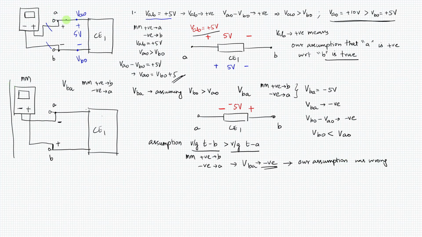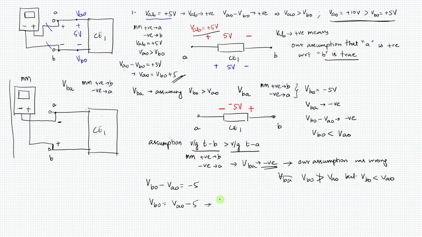For this case, our assumption was correct. For this case, our assumption was wrong. That is, VB0 is not greater than VA0, but VB0 is actually less than VA0. Okay, less than how many volts? How much lower is it? Clearly you can see VB0 minus VA0 is equal to minus 5 volt, right? So VB0 is equal to VA0 minus 5 volt.